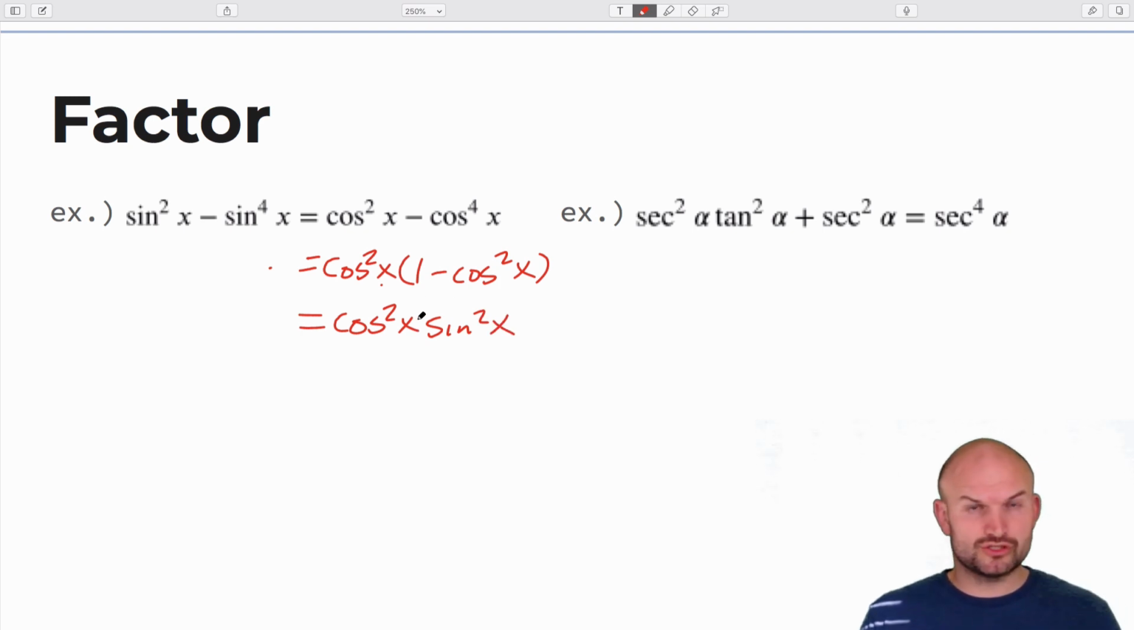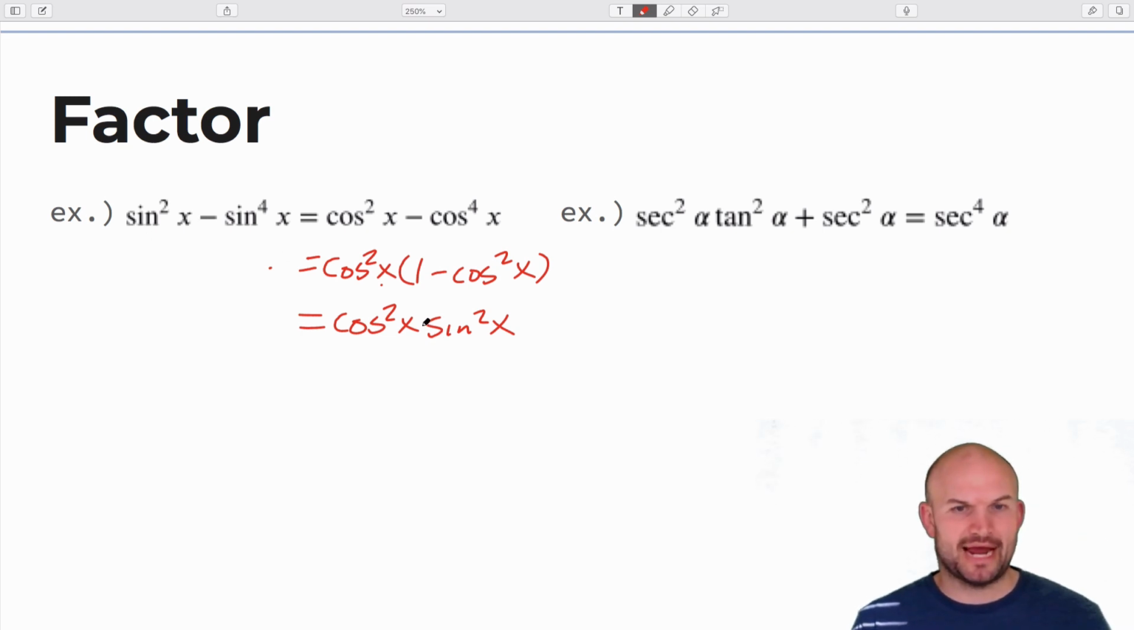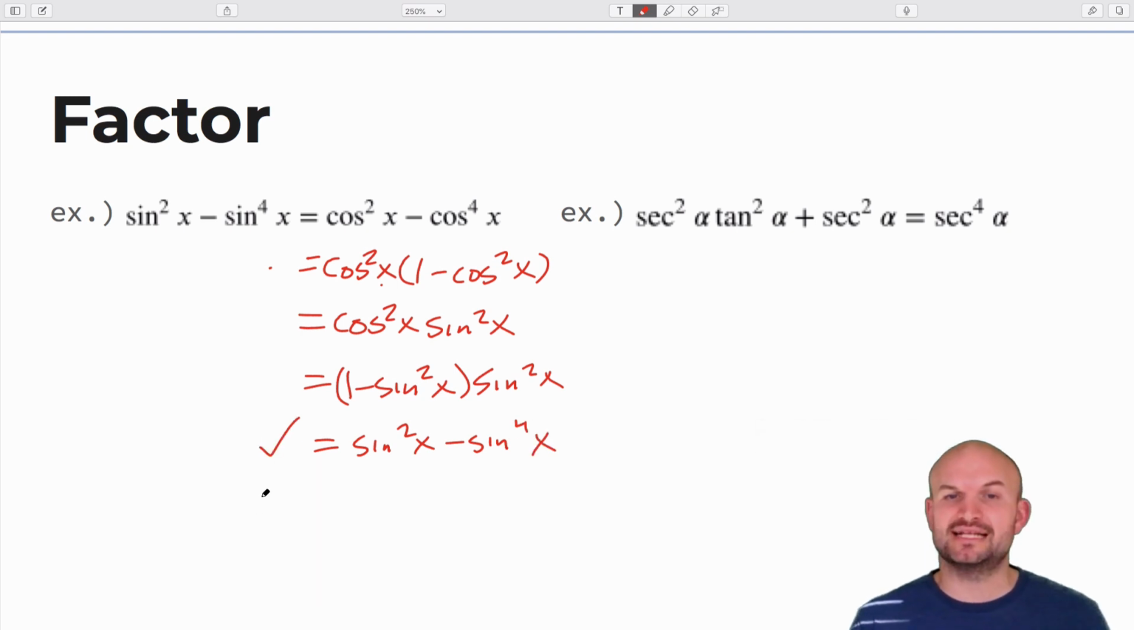Now, this is usually where students get stuck. They're like, all right, so now what do I do, right? I need to get these both to be sines. I have now a cosine times a sine. Well, now we can use the Pythagorean identity to make that a sine. Cosine squared is 1 minus sine squared of x times sine squared of x. And now you can use multiplication to give you sine squared of x minus sine to the fourth x. And now you can see that's verified.